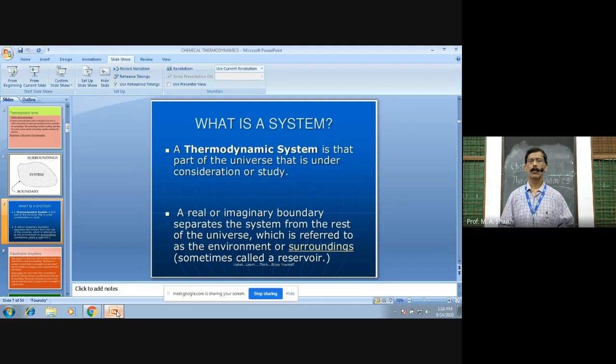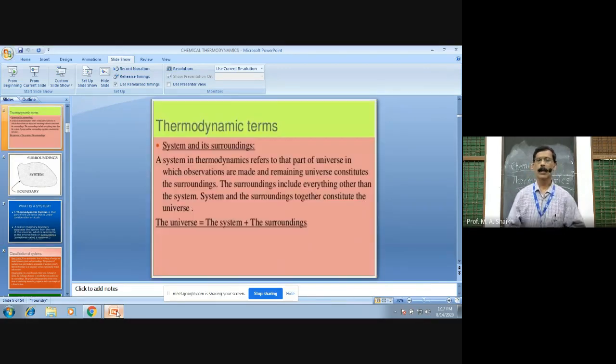Now we will see what the surroundings are. Surrounding is the part or portion of the universe other than the system. सिस्टम को छोड़ के जो कुछ भी बचता है यूनिवर्स का, क्या होता है, सराउंडिंग्स. You go back to the first slide. On this slide, you will find one sentence that helps you to understand the surroundings. The surroundings include everything other than the system.